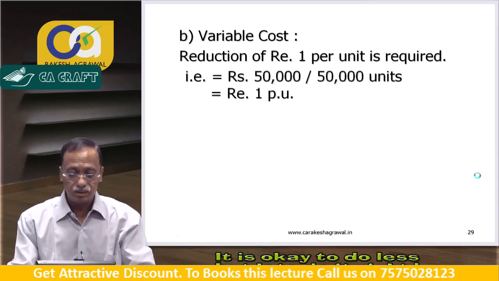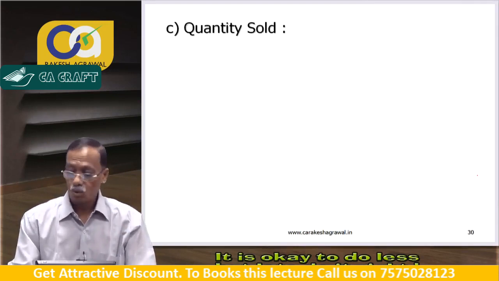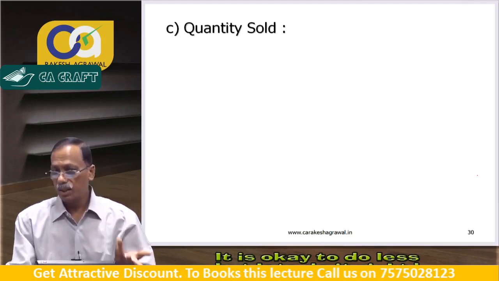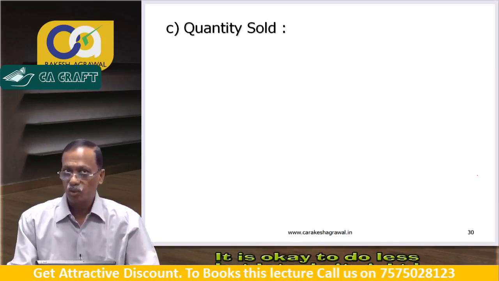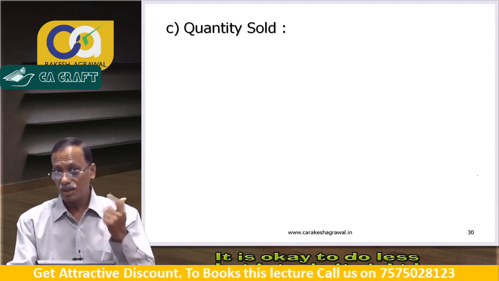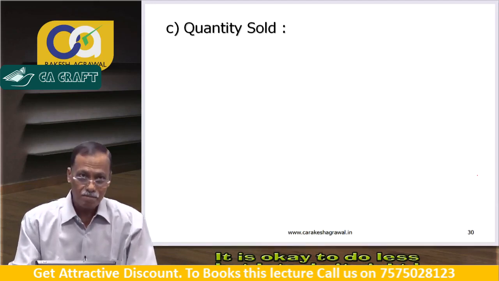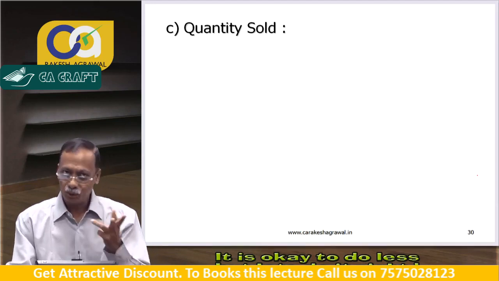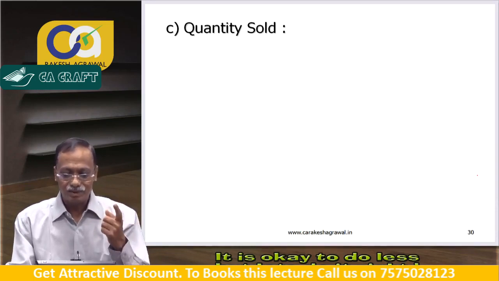Third is C, quantity sold. Point number C, quantity sold. Now naturally sales quantity has to be increased. Sales quantity has to be increased, but then by how much? Sometimes I get two answers from the students for quantity sold.